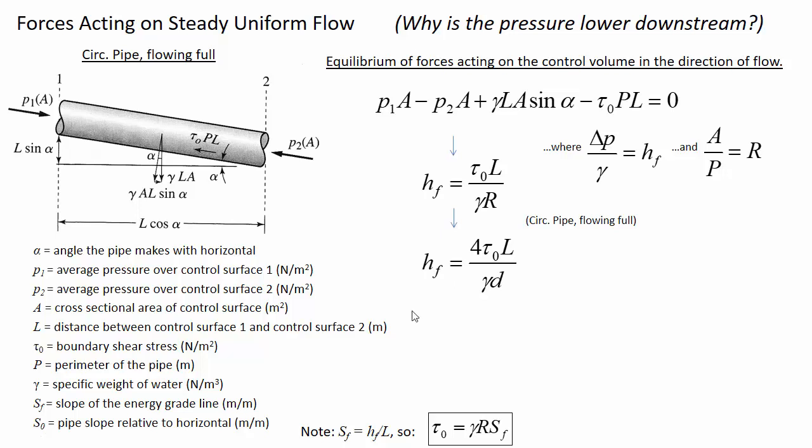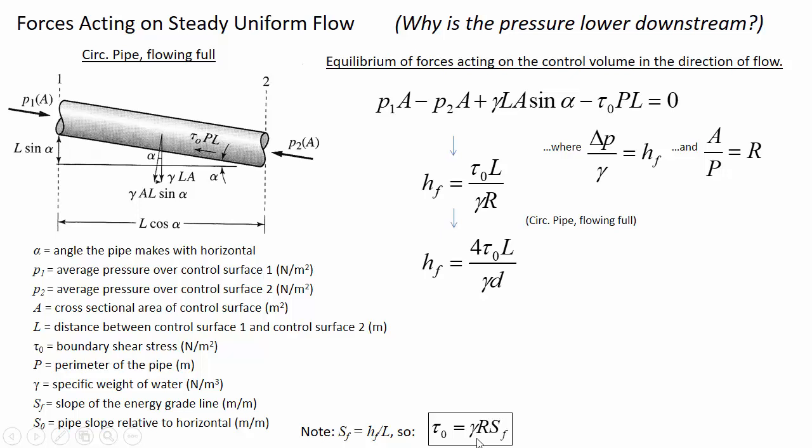now the slope of the energy grade line, S sub F, is defined as the magnitude of the energy loss divided by whatever the length of the pipe is. And so what this is all building to is the relationship between the shear stress and the slope of the energy grade line, S sub F.